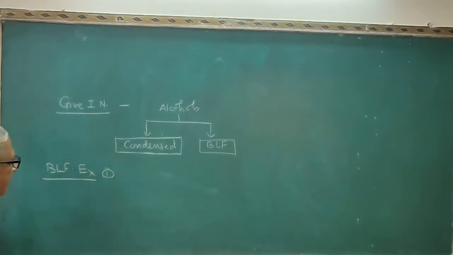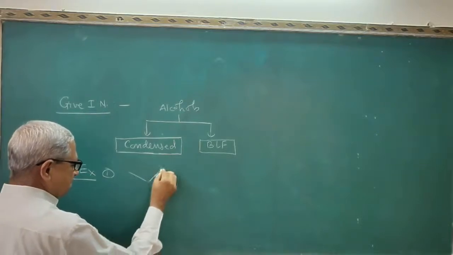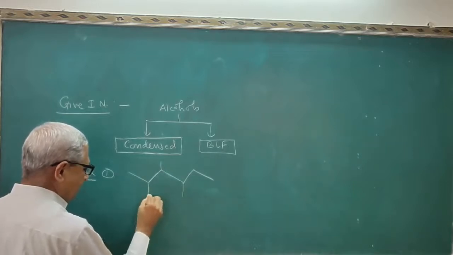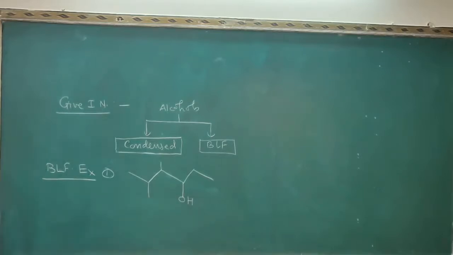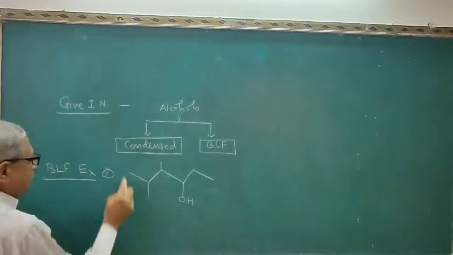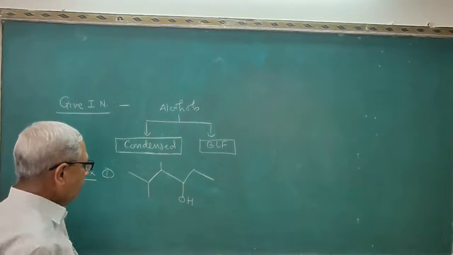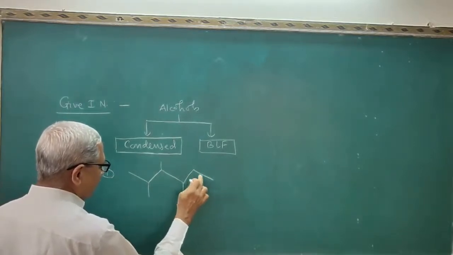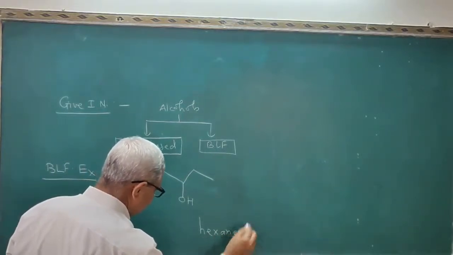So the first example is like this. It is a bond line formula. You have to give the IUPAC name of this molecule. First select the longest chain. The longest chain is 1, 2, 3, 4, 5, 6 carbon atoms. Therefore, it is a derivative of hexane.